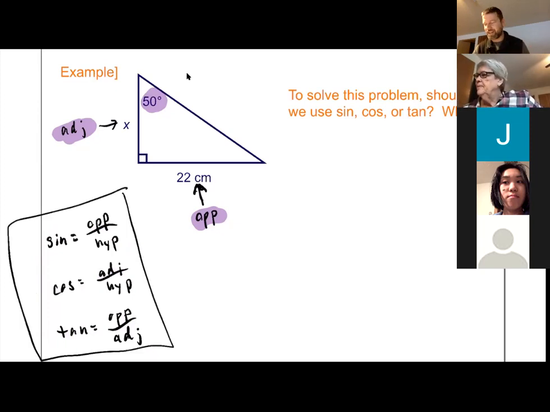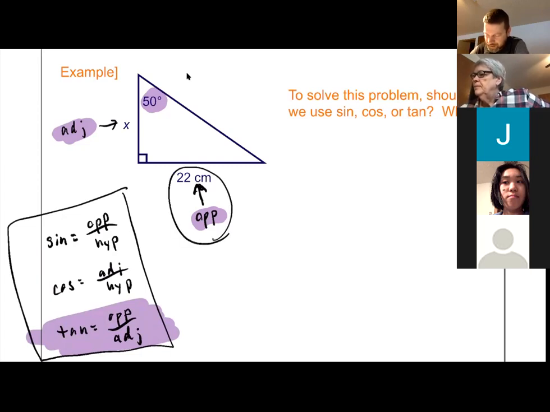That's me messing it up. Tangent is opposite over adjacent. I think I even said opposite over adjacent. I'll have to check the video, but I wrote hypotenuse instead of adjacent. So tangent is opposite over adjacent. Because I've got the opposite side and the adjacent side, we're going to use tangent.